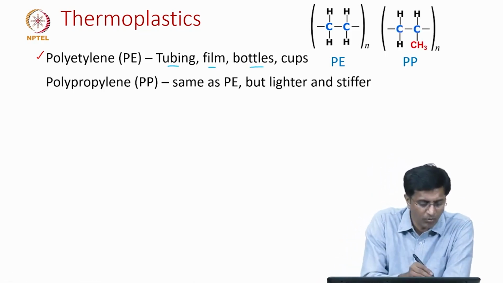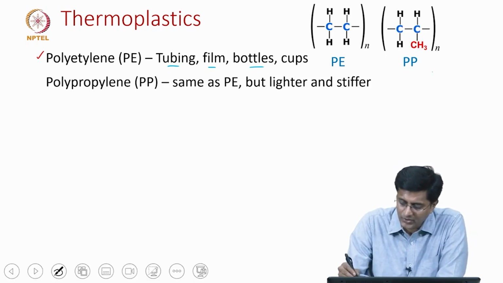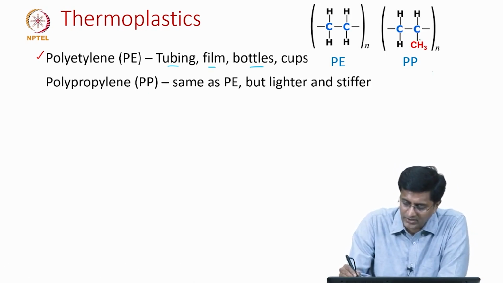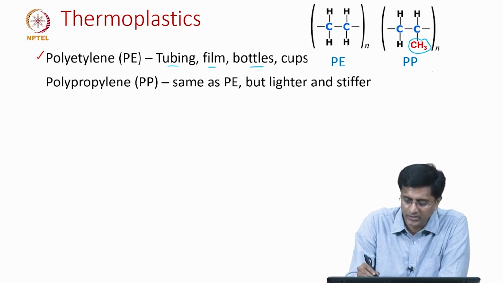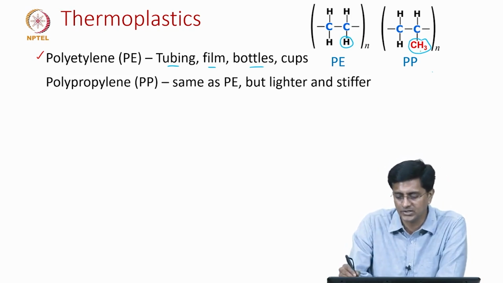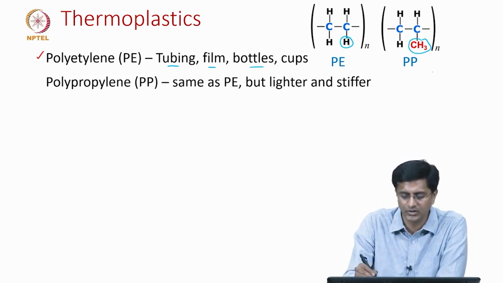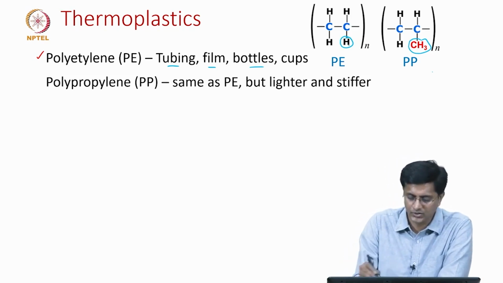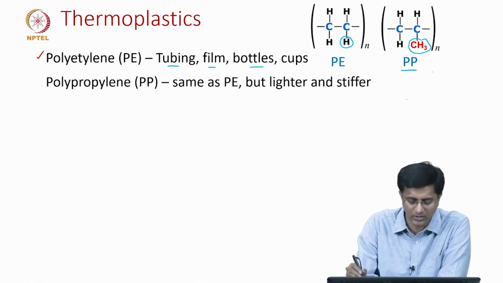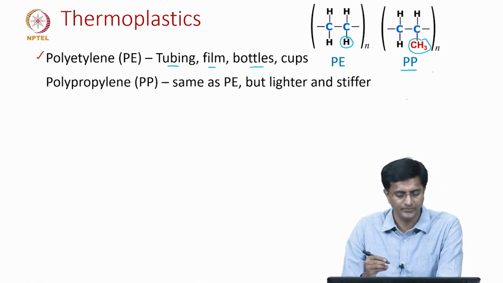Next, we look at polypropylene. Polypropylene, as you can see here, is very close to polyethylene, the only difference being that a hydrogen here is replaced with CH3. So, CH3 is a radical group which replaces one of the hydrogen atoms. In short we call it PP, meaning polypropylene.